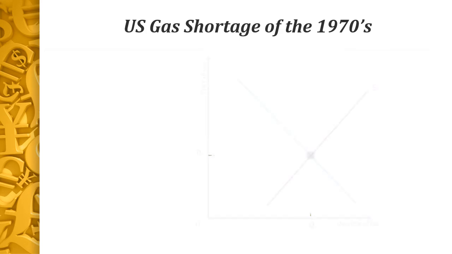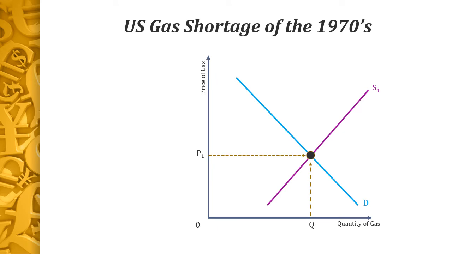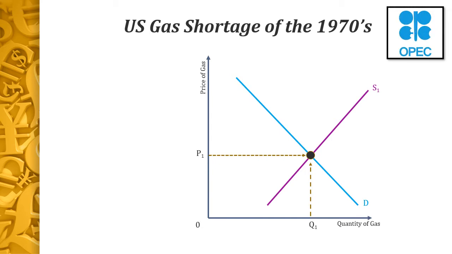Well, let's work this out theoretically. Before all of this happens, we have an equilibrium point with price and quantity. But some things happen in the world. That's a whole other lecture. The result is that OPEC, the Organization of Petroleum Exporting Countries, which was the main producer of oil at that time, decides to reduce production. Now, when they reduce the production of oil, that raises the cost of oil per barrel. And oil is needed to produce gas.